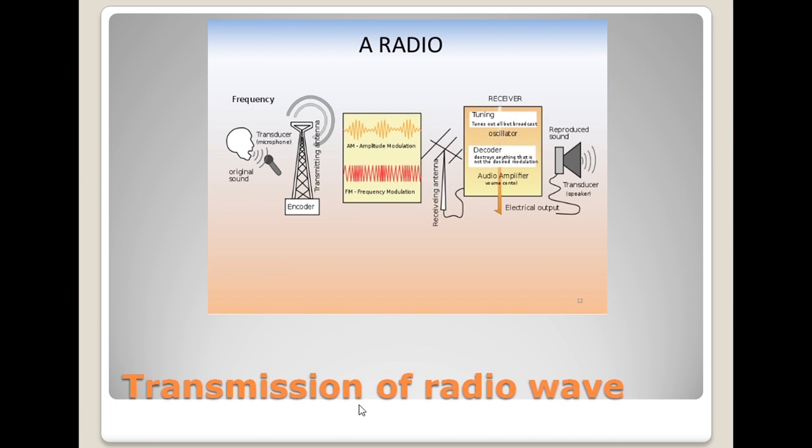This is the basic transmission of radio wave. I am again telling, this is original sound, this is microphone, this is encoder, transmitting antenna, amplifier. That means here the total situation occurs through amplifier and modulation also occurs. AM and FM occur here, receiving antenna, then the receiver, tuning occurs, decoder occurs, and audio amplifier. Now electrical output through reproduced sound and transducer speaker.